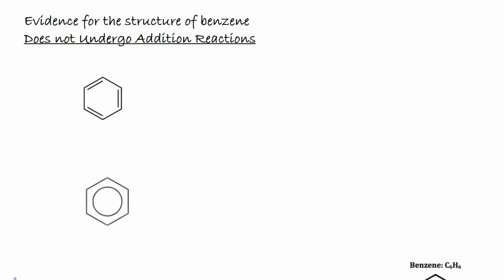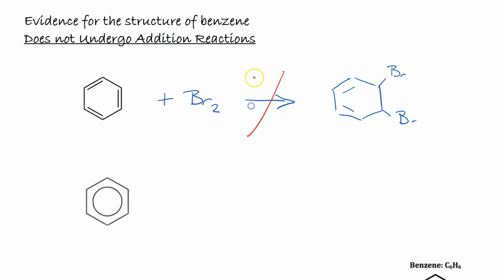Our next piece of evidence then is from the fact that it doesn't seem to undergo addition reactions. So this is like an alkene that we saw in the AS chemistry. We'd expect to be able to add an electrophile such as bromine, and that the bromine water would be decolorized, and we would be able to add bromine across this double bond. However, adding bromine to benzene, there is no decolorization of the bromine, so it does not undergo addition reactions. This gives evidence, again, that our benzene really is six carbon atoms with these delocalized electrons.